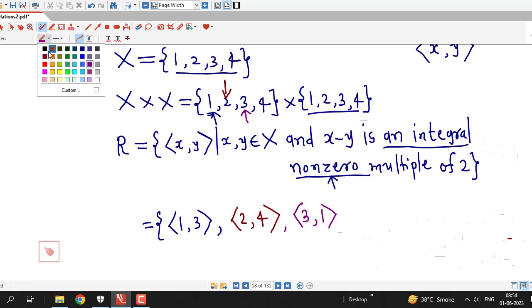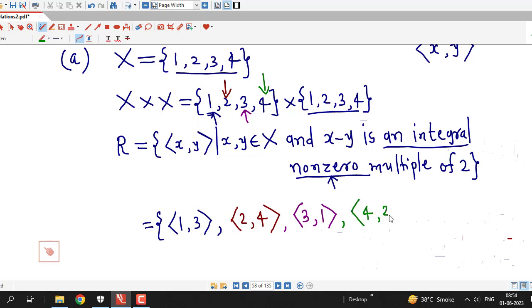Now we check the last one, that is 4. So first I will consider (4,1). So for (4,1), the difference is 3. So it is not allowed. Then (4,2). The difference of 4 and 2 is 2, that is a multiple of 2. Then (4,3). The difference is 1. So that is not a multiple of 2. And (4,4). So (4,4) is also not allowed. The difference is 0. So these are the ordered pairs in the relation R.